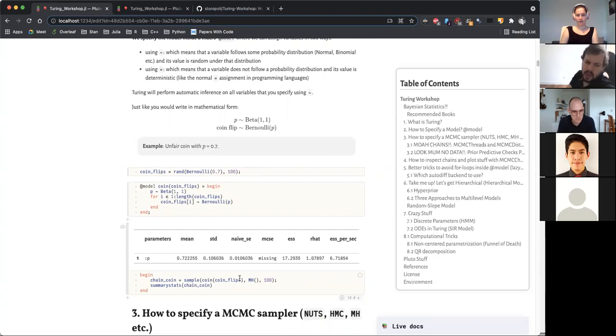I will explain how to specify a sampler and what this 100 means. And then I can have summary stats on that Markov chain sample. And this is the parameter P. It has mean 0.7, pretty close to our ground truth that was 0.7. And this is the standard deviation. And then we have effective sample size, R hat, and everything that I won't cover today, but it's in the books and the reference that I cited in this notebook.